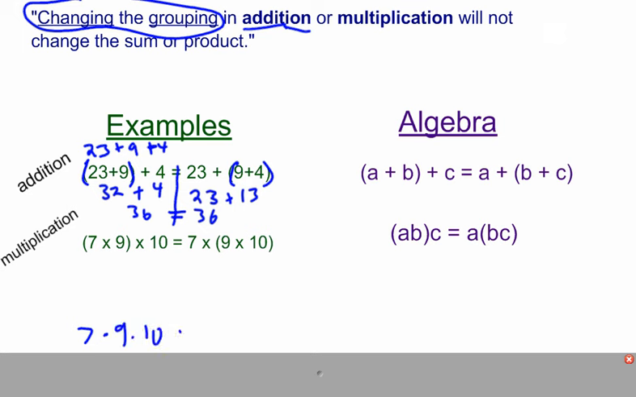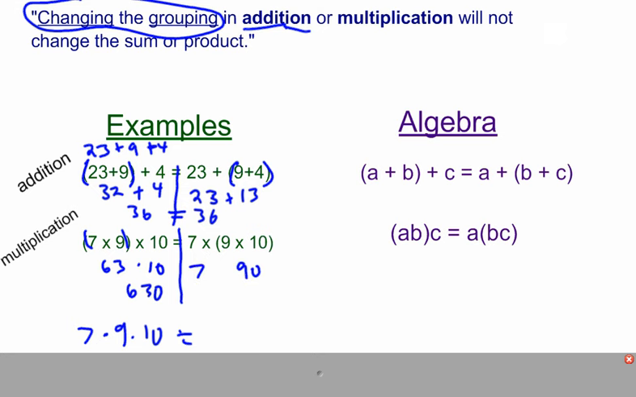And this time we group the 7 and the 9. So 7 times 9 is 63 times 10 is 630. You add the 0 there. Let's see on the right side. We can group it with the 9 and the 10 together. Let's multiply that first. That's 90.